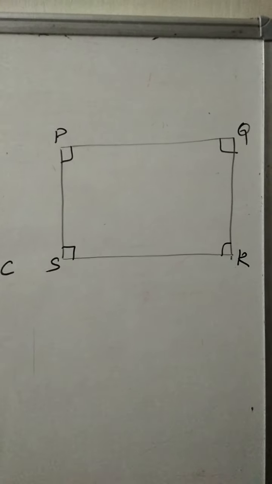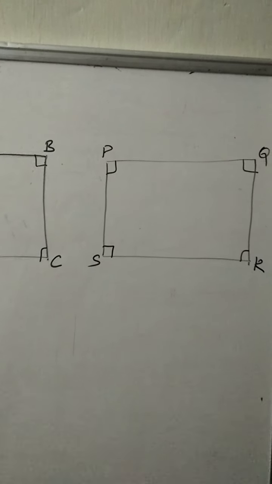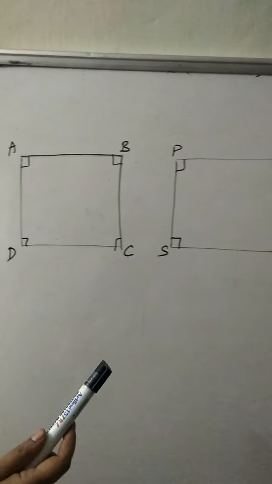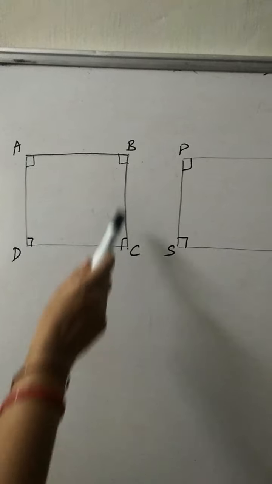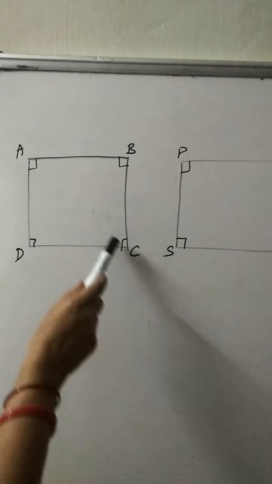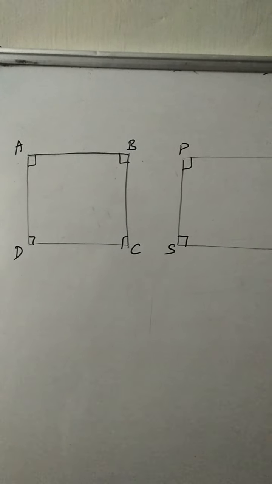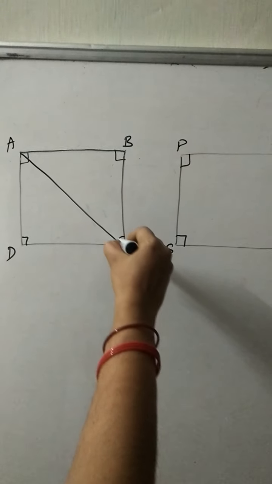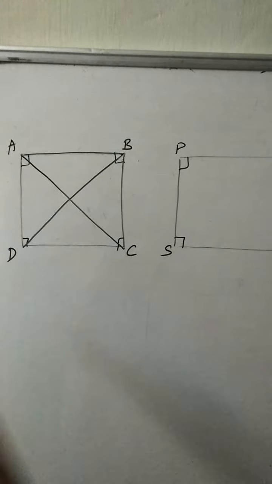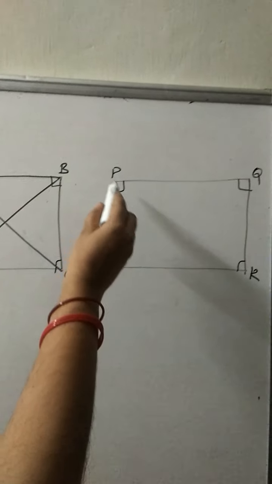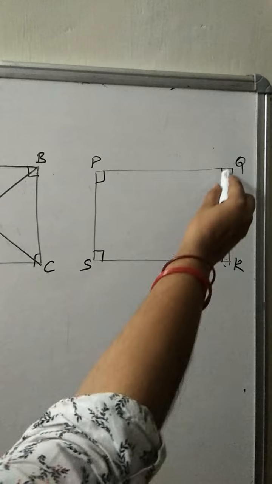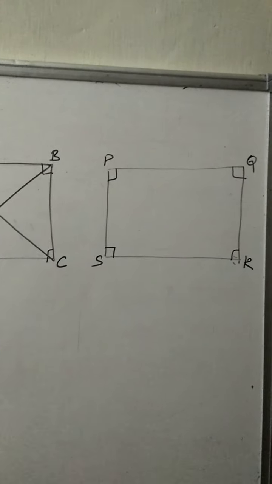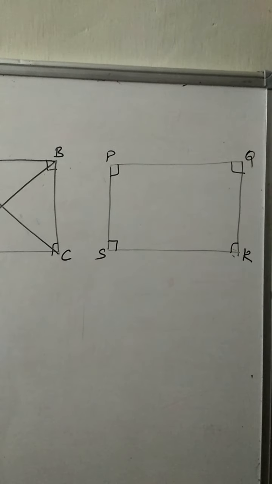One more similar property between the square and rectangle is the diagonal. Diagonal means joining opposite vertices. So when you join A and C, B and D, you will get diagonal AC and diagonal BD. In a square, diagonals are equal. That means AC is equal to BD. Similarly, in a rectangle also the diagonals are equal, that is PR will be equal to QS. So these are the properties of square and rectangle we have discussed.